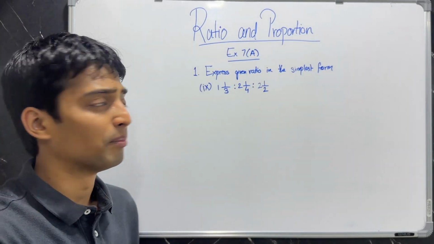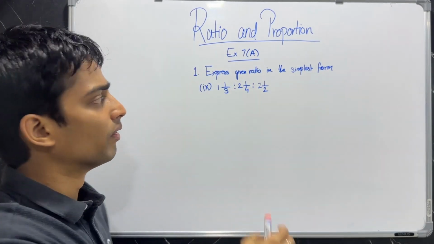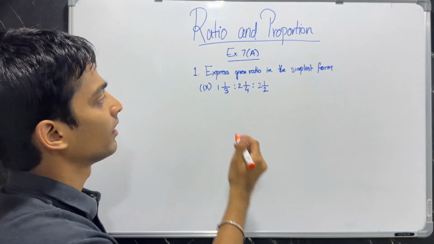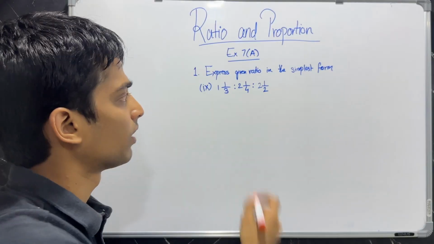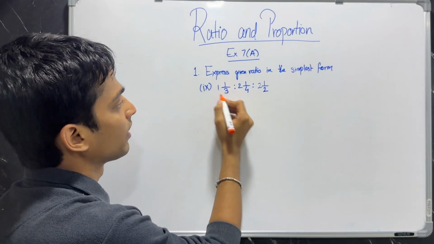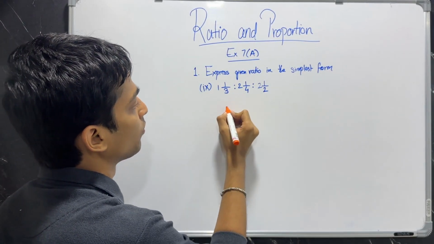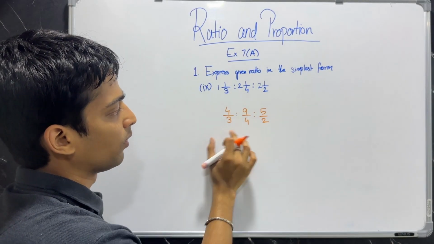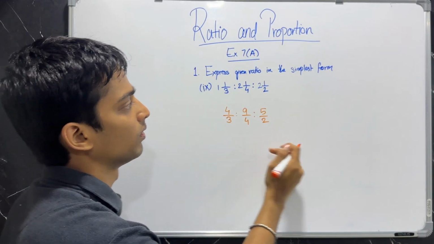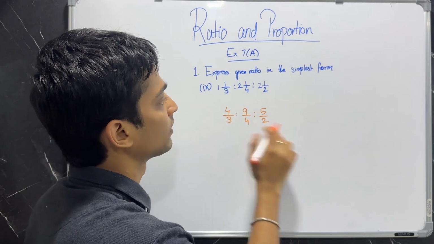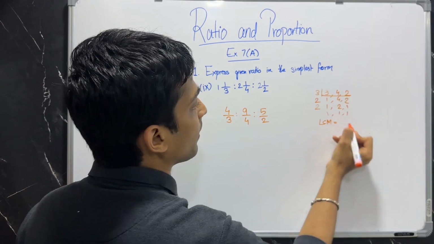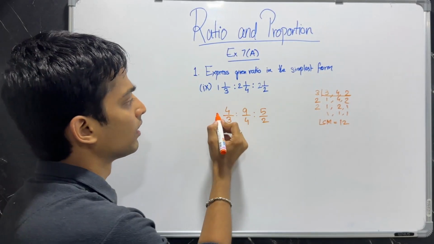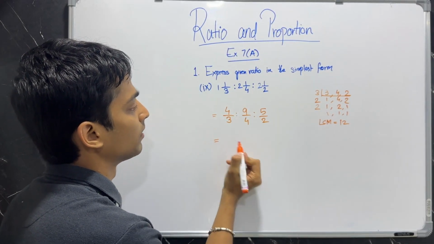So this is the second sum. Express the given ratio in the simplest form. We have 3 terms now, and they are mixed fractions. So the first step would be to convert them into improper fractions. So this one will be 4/3. The next step would be to get the LCM of these 3 numbers, 3, 4 and 2, and then multiply it with each term. The LCM is 12.